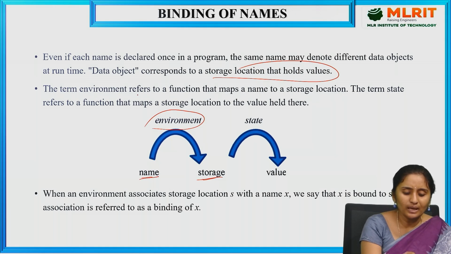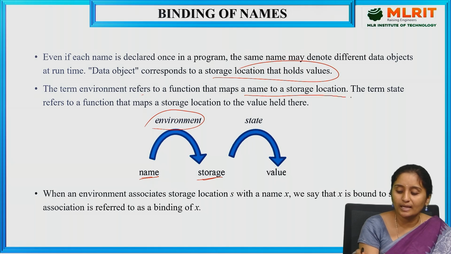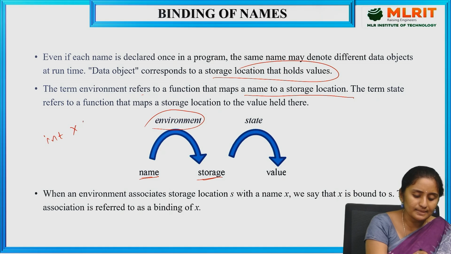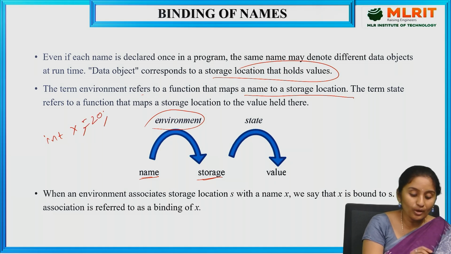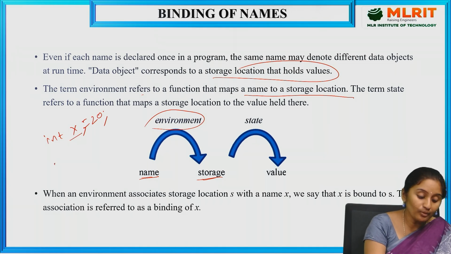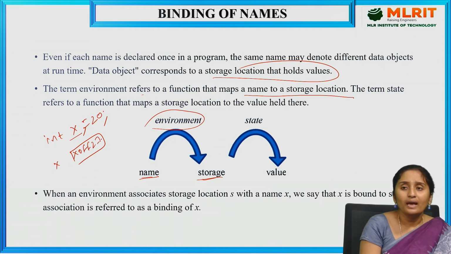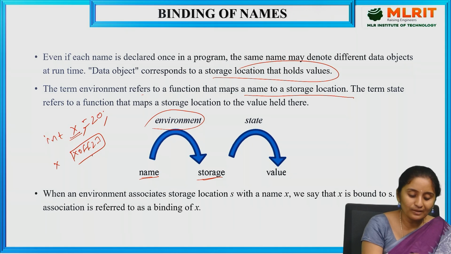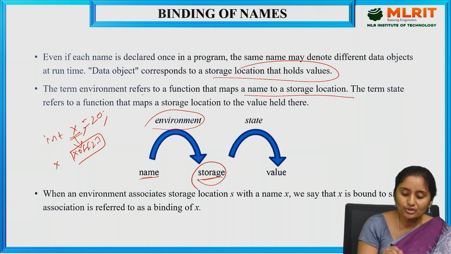The term environment refers to a function that maps a name to a storage allocation. Suppose I write int x equal to 20, the variable I have declared. The name of this is x and it has a storage: in the memory address, some x0ff27, some address location, this variable x is stored. So whenever I access this, it generates the output x0ff27, nothing but the storage location.